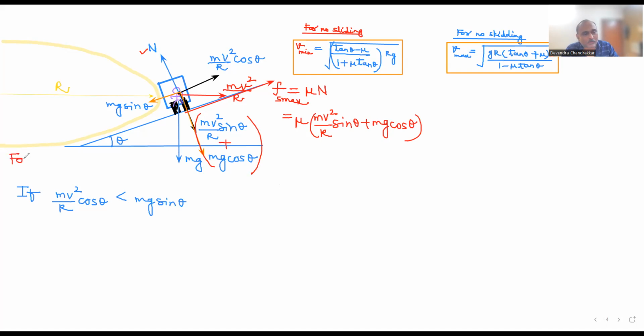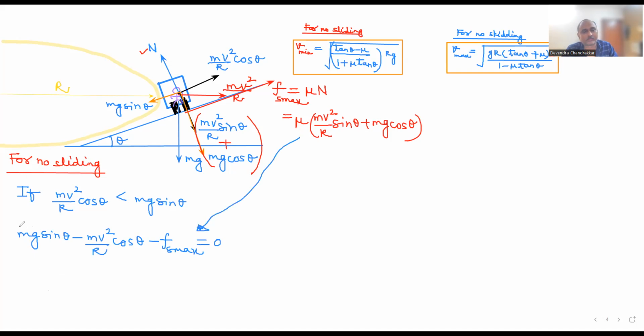And we are finding for no sliding, or no slipping. So the net force in the limiting case is mg sin theta minus mv square by r cos theta minus Fs max is equal to 0. When you substitute the value of Fs max, you get V minimum. After rearranging, V minimum is root of Rg times tan theta minus mu upon 1 plus mu tan theta. I hope all of you understood this. Yes or no?